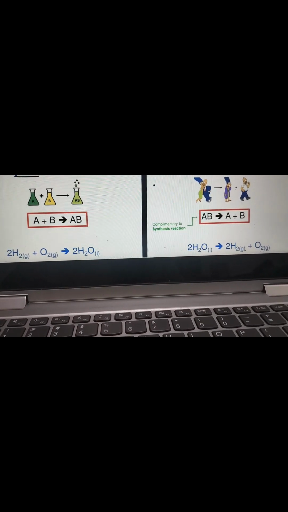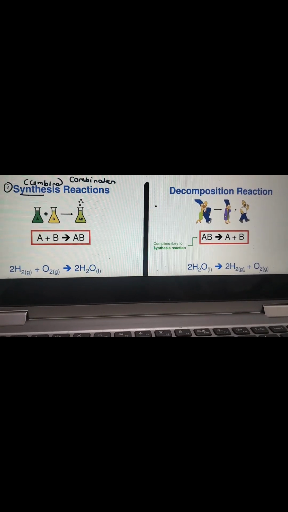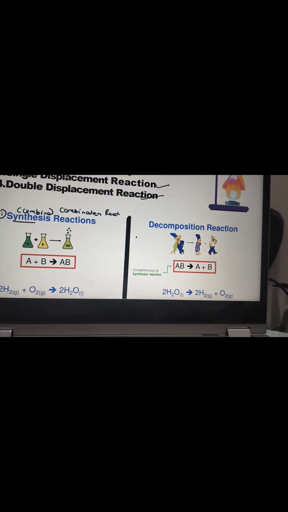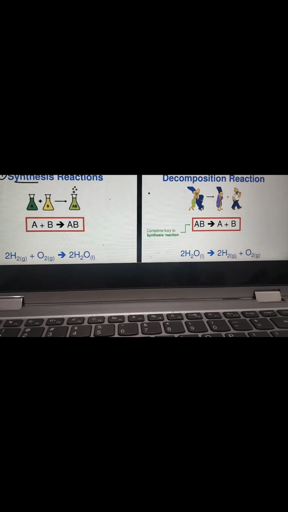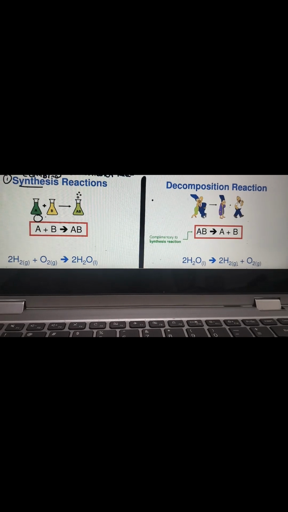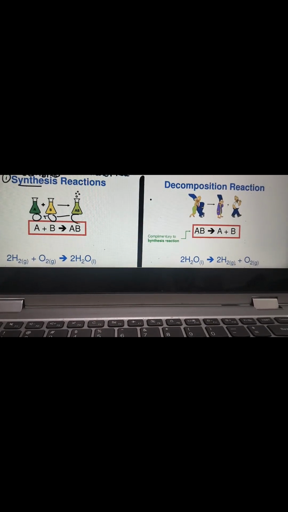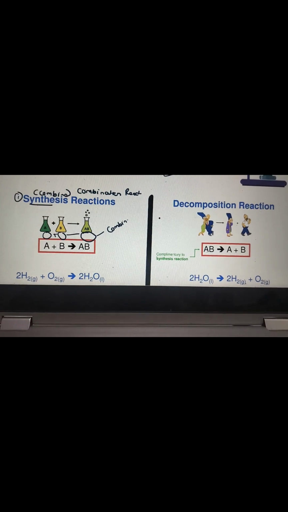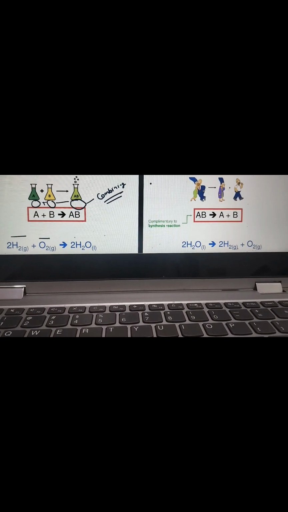Synthesis is simply that we have to combine. It is also called a combination reaction. In this combination reaction, simply what happens is A will mix with my B to give me a product called AB. So simply what we are doing is just combining it. Example is hydrogen: H2 plus O2 is giving me H2O, means this is a synthesis of water molecule.